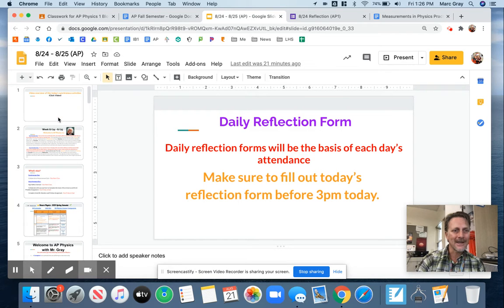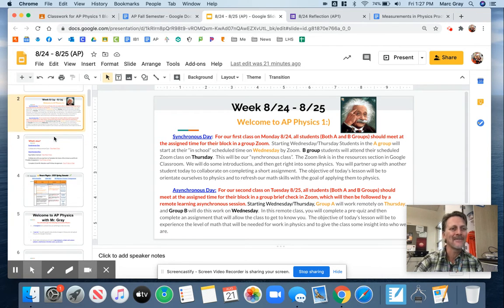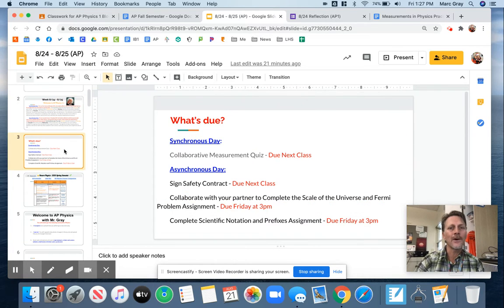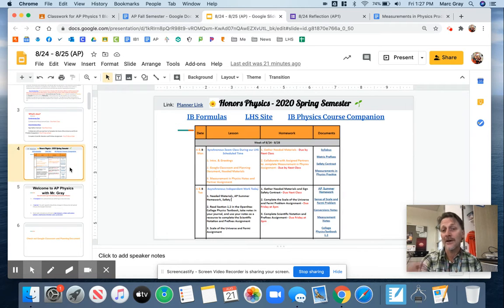Going back to the beginning of our slideshow, I will start slideshows by showing what we're going to do as an overview for the synchronous versus the asynchronous days. Again, today we're all together, but on Wednesday, it's just going to be the A group. Tomorrow, we're all going to be asynchronous. Then on Thursday, the B group will be doing the synchronous day. Notice it lays it all out here for you. It's also got a slide that shows what's going to be due this week on certain days at certain times, and a look at our calendar.